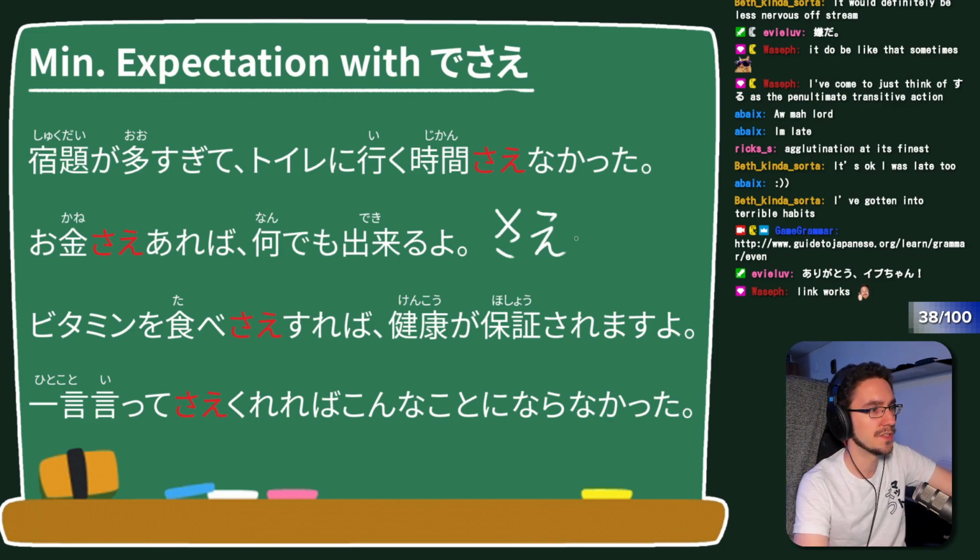But you wouldn't see sae ga. I don't think you would see this. I feel kind of confident to say you shouldn't say sae ga or sae o. Yeah, it just sounds super wrong. I feel pretty confident to say that this is not going to happen.